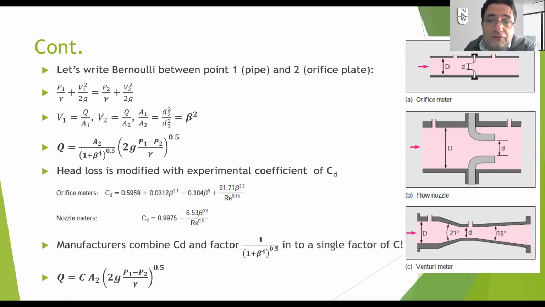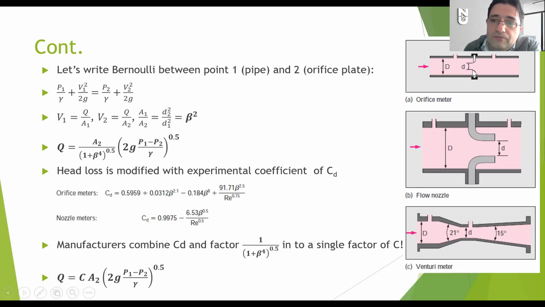I am expecting all of you to know what an orifice meter, flow nozzle, or venturi meter is. Then you can use a generic equation. The generic equation is here. Then you can calculate the flow rate, and the equipment is used for flow rate.